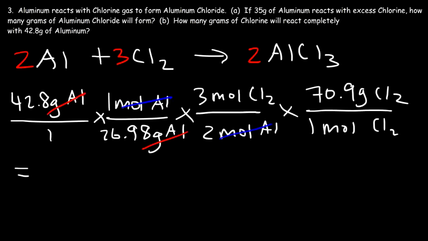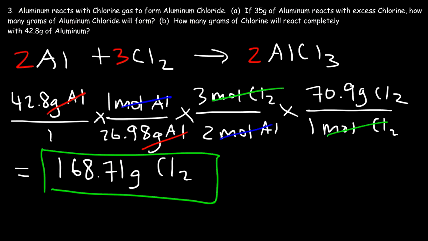So always make sure the other units cancel out. If they don't, then there's a mistake somewhere. So now let's finish the problem. It's 42.8 divided by 26.98 multiplied by 3 divided by 2 and then multiplied by 70.9. So the final answer that I have is 168.71 grams of chlorine gas.